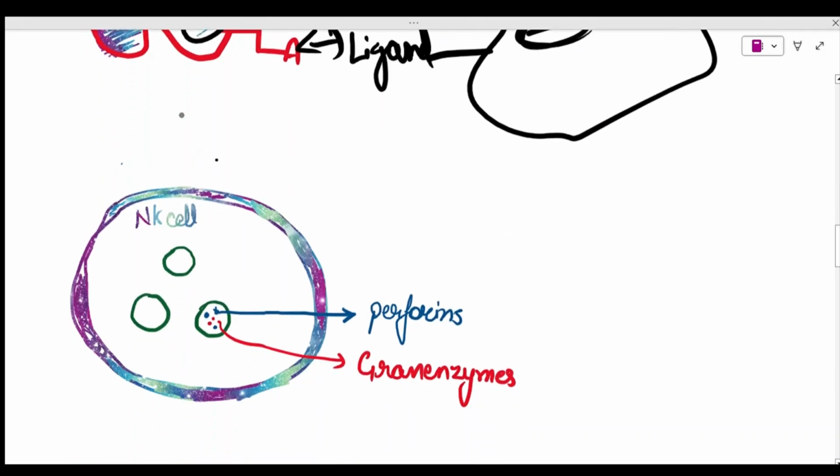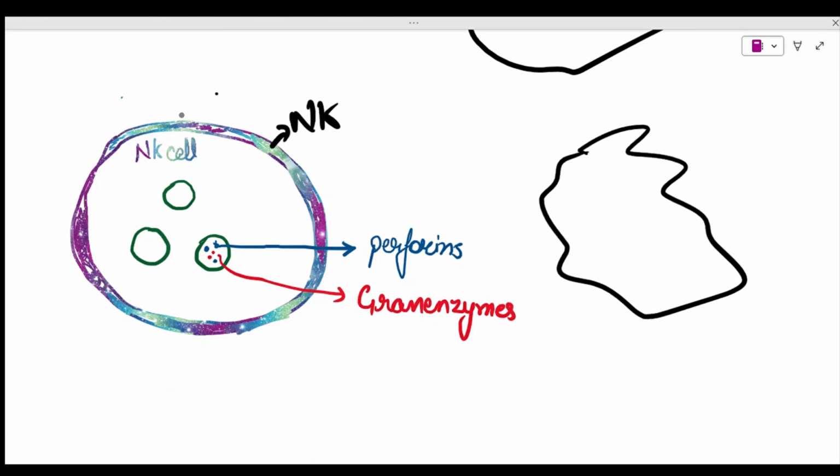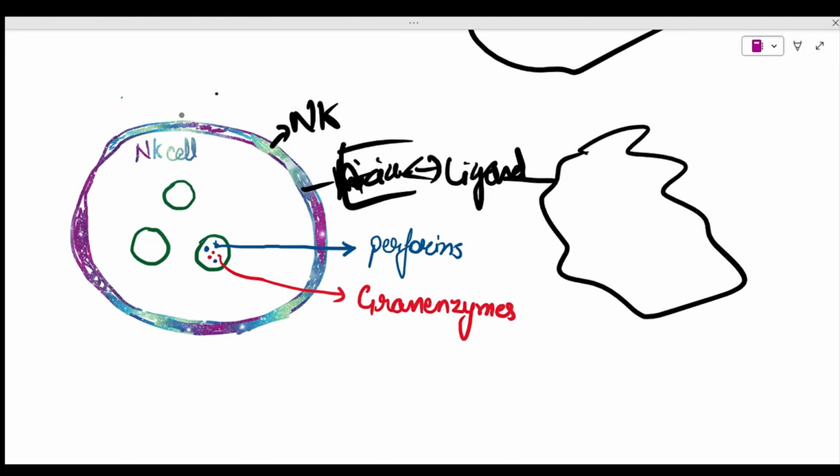Now let us suppose this circular cell is what we are calling the NK cell. When a virus infected cell comes in contact with this, the ligand and the activatory receptor will interact, and there will be no negative signal from MHC. There will be only the activating signal, so the balance inside the NK cell will be disturbed, and this will cause the bursting of granules.